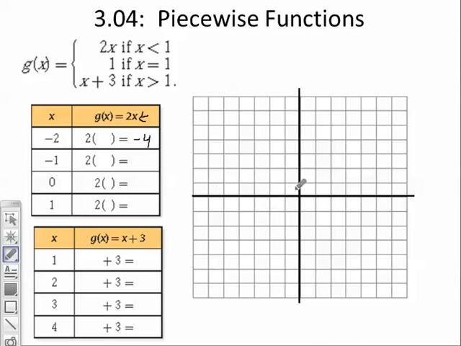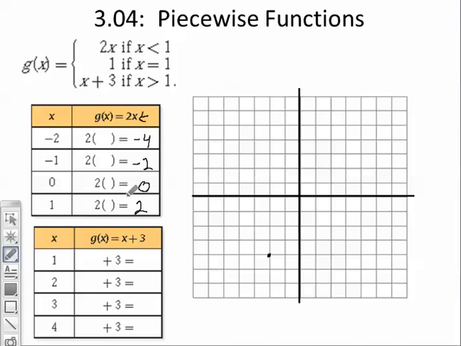So let's just go ahead and plot that. Negative 2, negative 4. Right there. So I'm going to do negative 1. Negative 1 times 2 is negative 2. 0 times 2 is 0. 1 times 2 is 2. Wait a second, Mr. Green. It's not defined at 1. But see how it's less than 1?